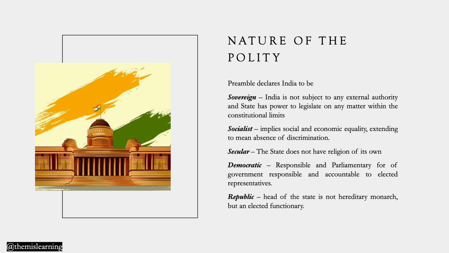Now, when we are talking about the nature of the polity sought to be established, the preamble declares India to be sovereign, socialist, secular, democratic, republic. Coming to the meaning of these terms, when we talk about sovereign, it implies that India is not subject to any external authority and the state has power to legislate on any matter within the constitutional limits.